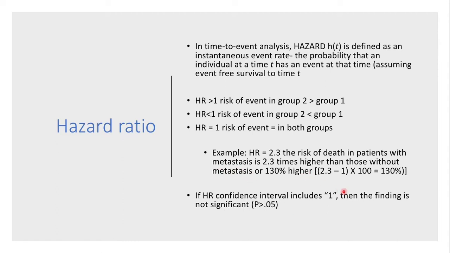So here's an example. If you have a hazard ratio of 2.3, this means that the risk of death in patients with, say, metastasis is 2.3 times higher than those without metastasis. Or it's 130% higher. And the way they calculate that is, a hazard ratio is either above or below 1. So what you do is you subtract 1 from the hazard ratio and convert that to a proportion, and essentially it's like an effect size.